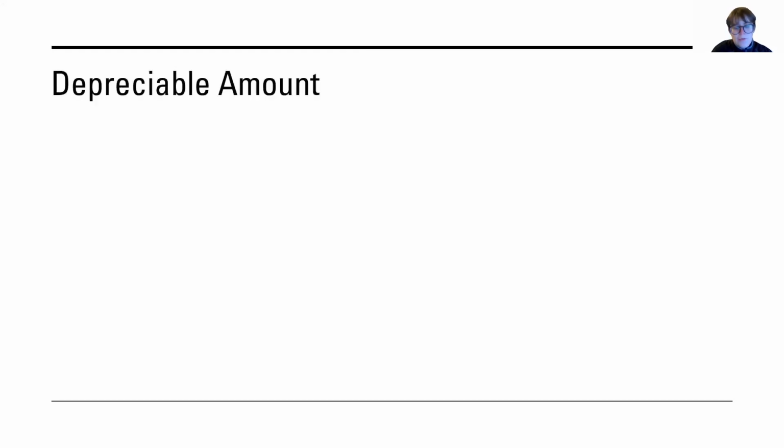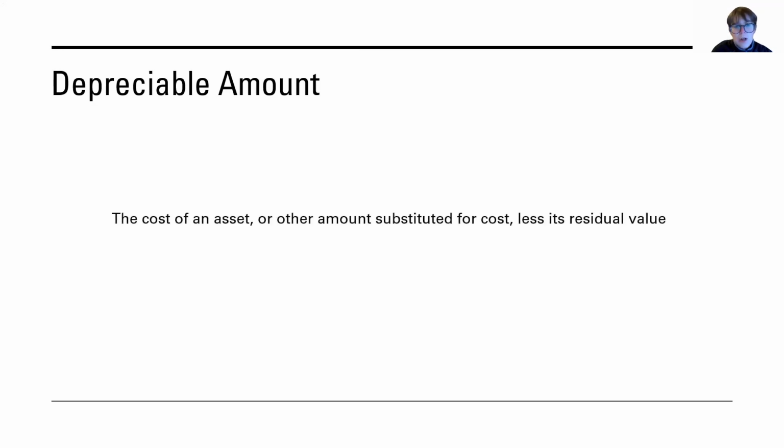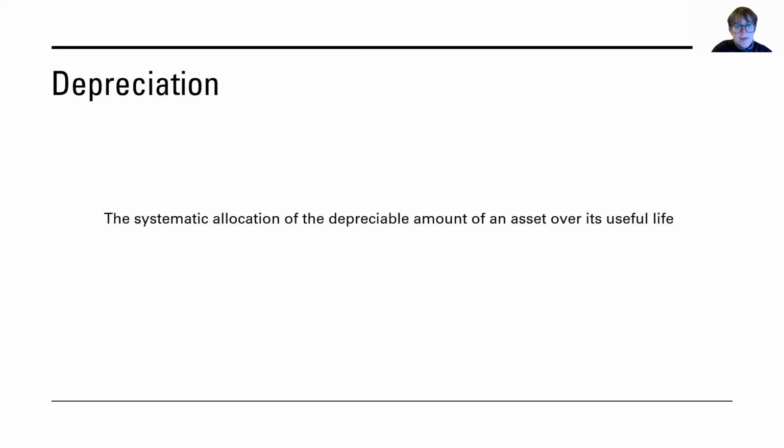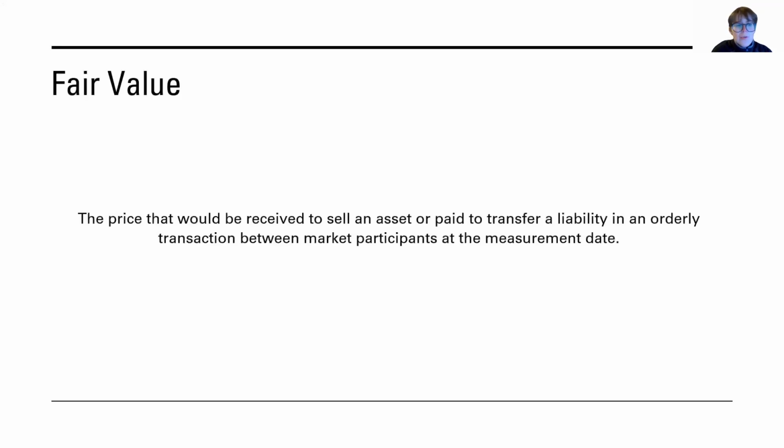Depreciable amount. So this is the cost of an asset or other amount substituted for cost less residual value. Depreciation. So this is the systematic allocation of the depreciable amount of an asset over its useful life. Fair value. So this is the price that will be received to sell an asset or paid to transfer a liability in an orderly transaction between market participants at the measurement date.